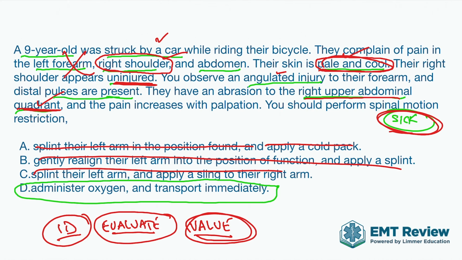I'm so sick of people saying the National Registry is nothing like the street. This looks for the clinical judgment that I would want in my EMT or paramedic that I was training. And it's why these questions are valuable. And if you read them carefully, identify, evaluate, and then place value on the most important things, you will, in fact, pick the correct answer.